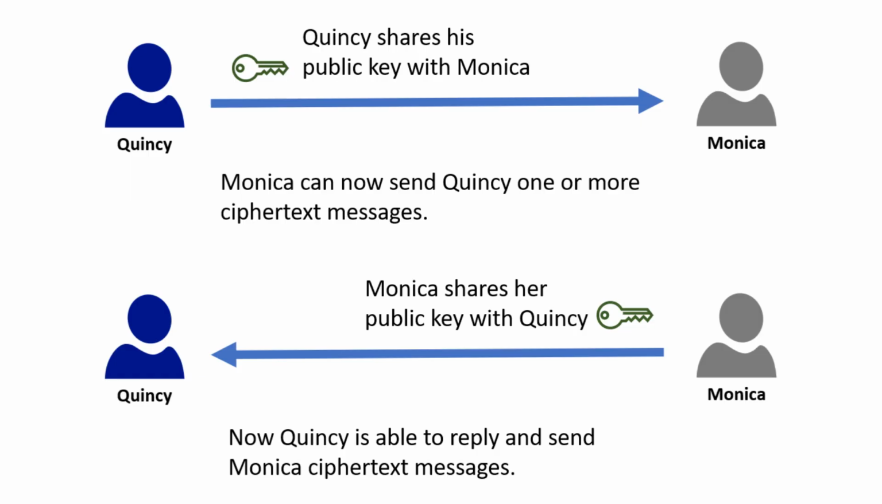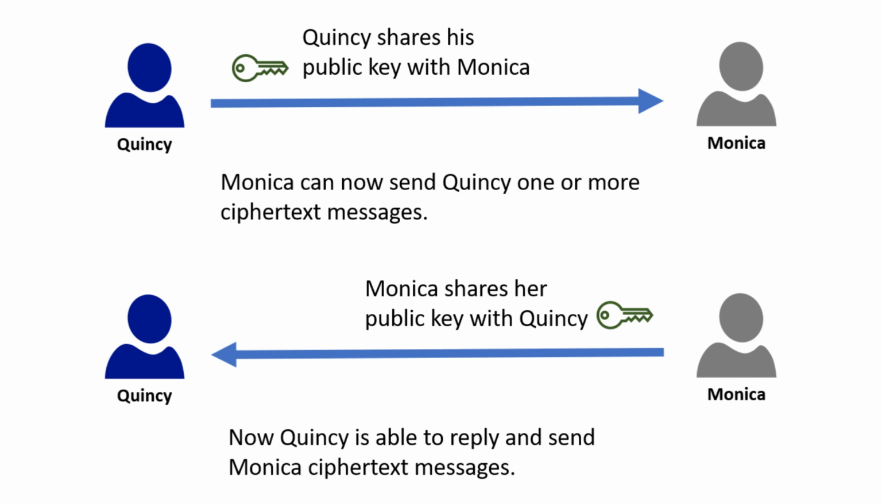How does asymmetric encryption work? While the algorithms and mathematics that underpin asymmetric encryption are complex, the principle of how it works is relatively easy. Let's assume that we have 2 people, Quincy and Monica, who need to communicate securely and privately.